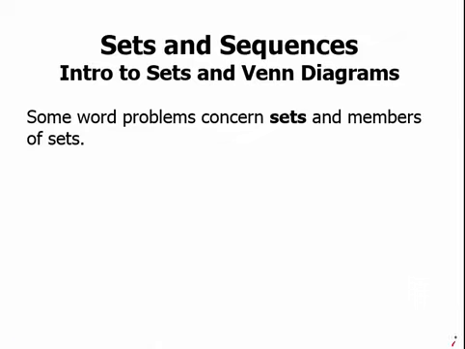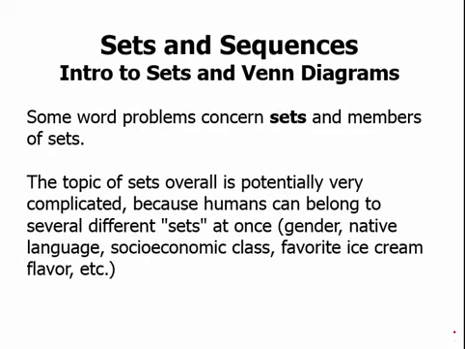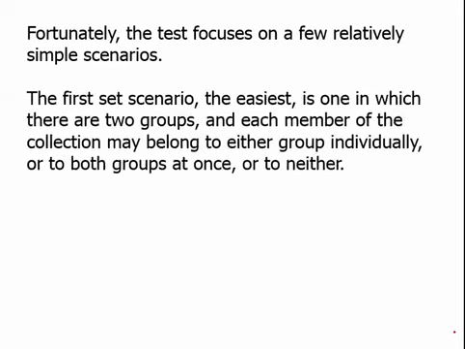Sets and Venn diagrams. Some word problems concern sets and members of sets. So I'll just say that the topic of sets overall is potentially complicated because human beings can belong to several sets at once. Any one human being is a certain gender, they have a certain native language, a certain socioeconomic class, they have a favorite flavor of ice cream, etc., etc. There are hundreds of ways to classify human beings. It's a very complicated topic. Fortunately, the test focuses on a few relatively simple scenarios.